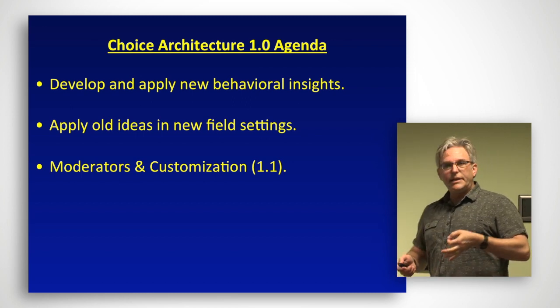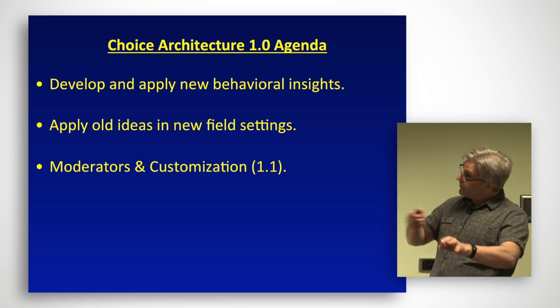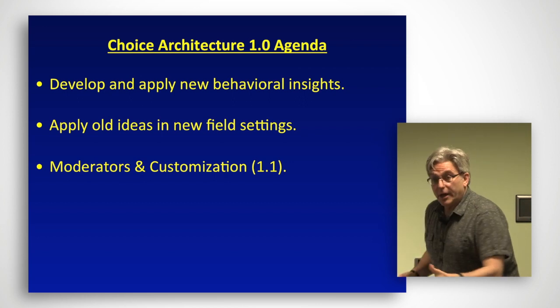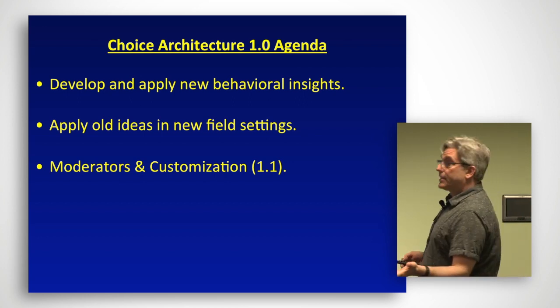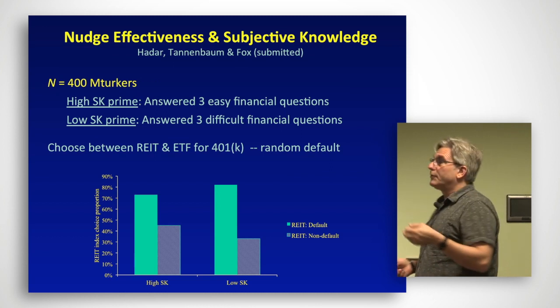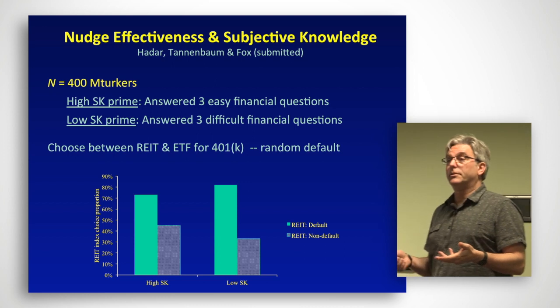One of them might be, let's try and personalize our nudges to different people that might be differentially responsive to different approaches. Let's look for moderators. Let's try and customize our approach. I'll give you one example of what might moderate the degree of receptiveness to a nudge.